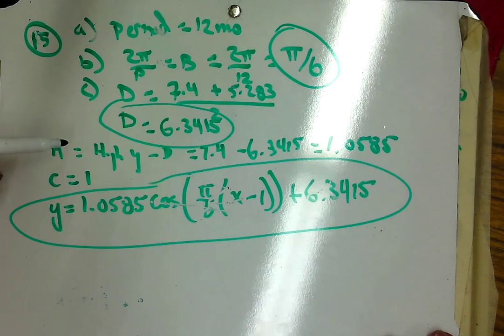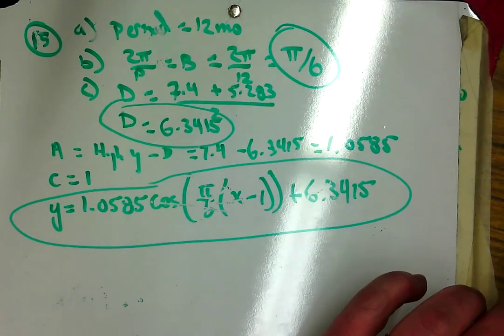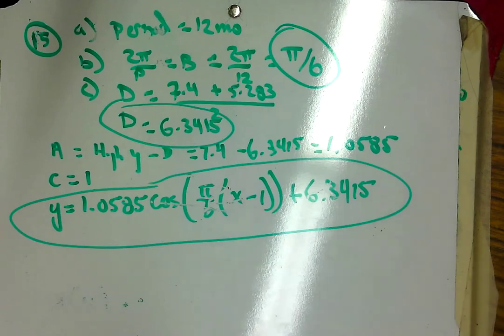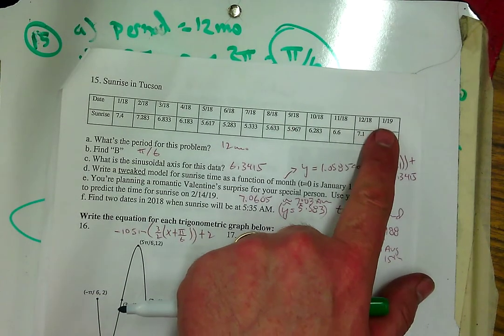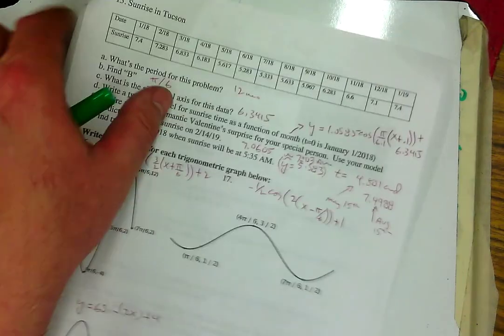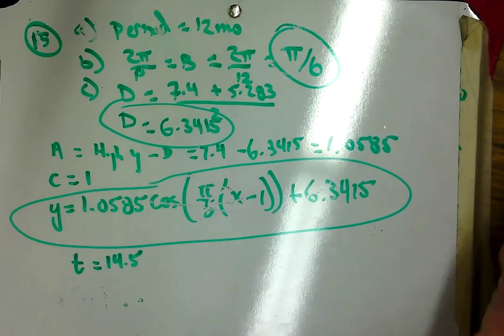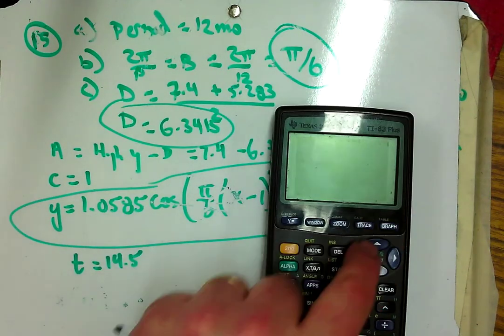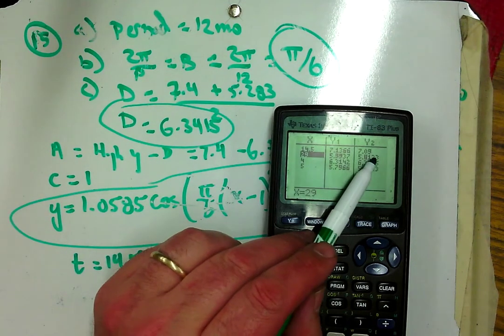If you're planning a romantic Valentine's Day surprise for your special person, you need to predict sunrise on 2/14. Well, 2/14 is halfway across the month. Ooh, and on 2019. So remember, our data starts at 1. This is 12, 13, 14, and we want halfway across the month. So I want time equals 14.5. So if I go over to the table and type in 14.5, I get 7.09.